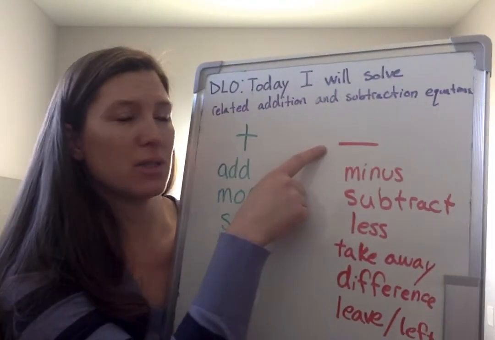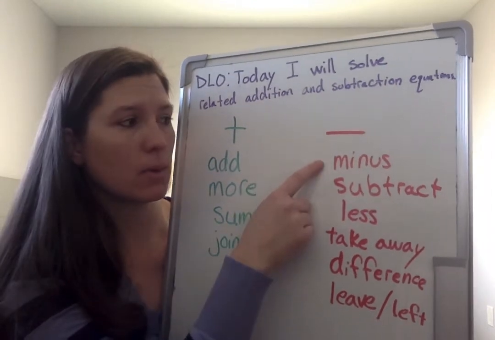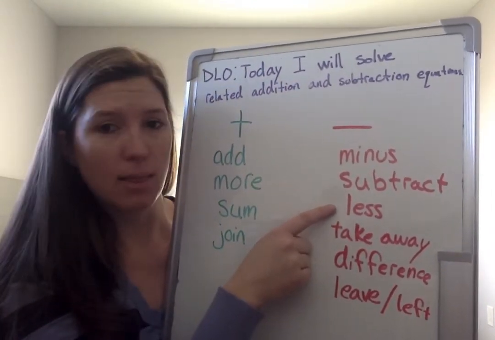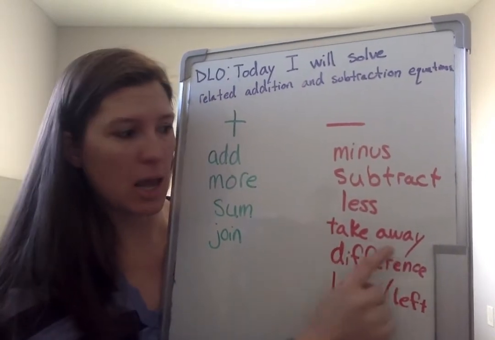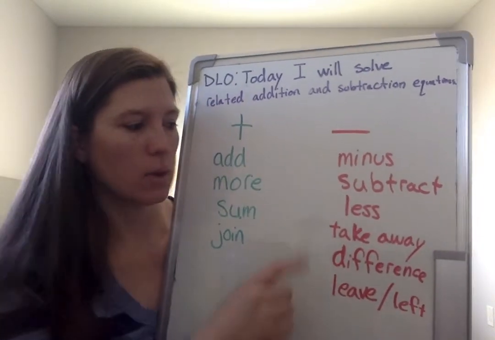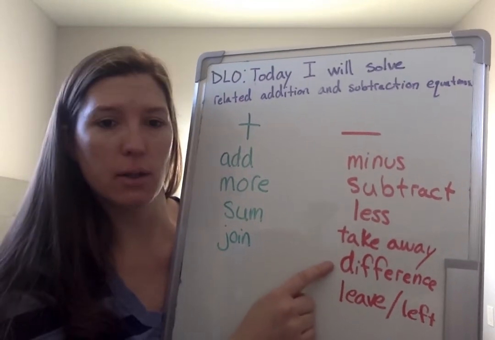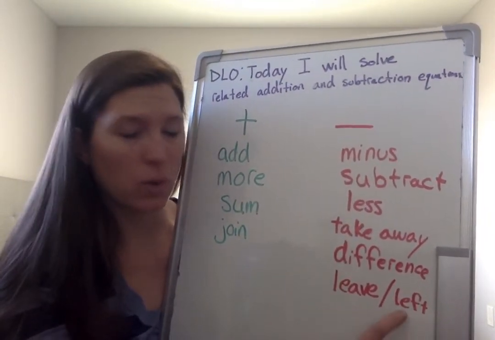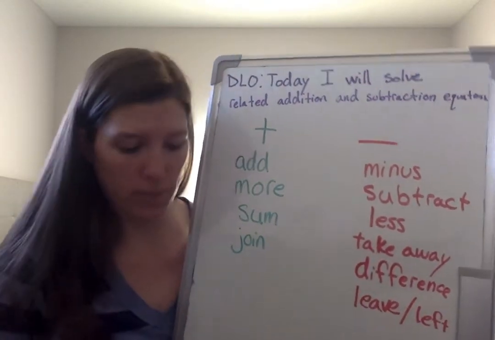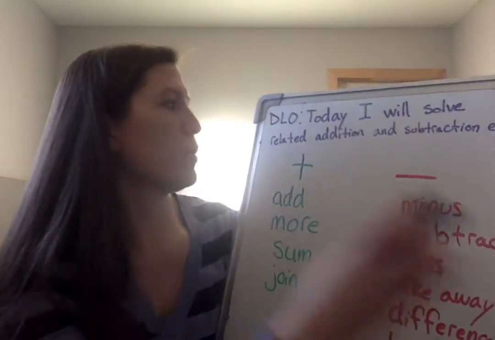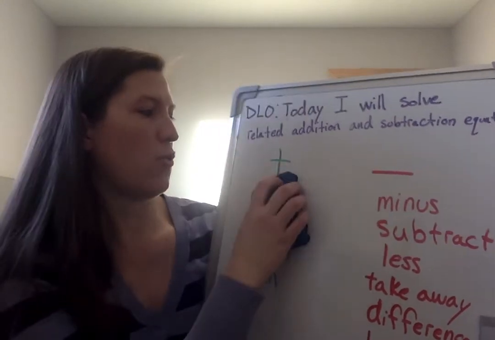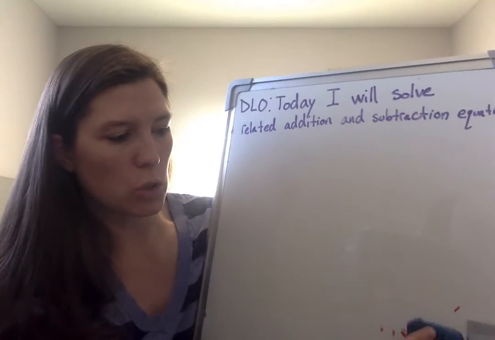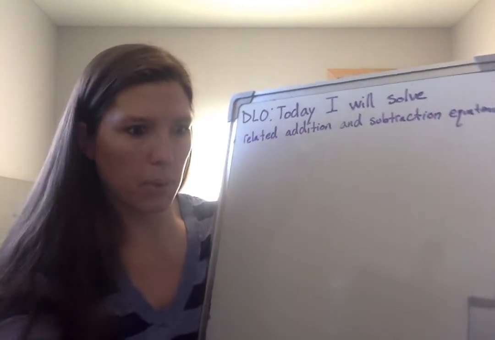All right, so let's go over. Say minus. There's the word minus. Subtract. Less. Take away. The end is called the difference. And a new word is leave or left. They're gone. They're not there anymore. All right, so now we're going to focus on these related equations. Related means using the same numbers.